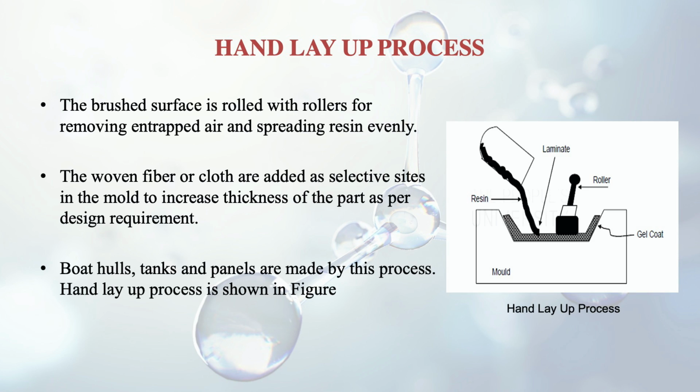You can see the figure given here showing the process of hand layup. You can see how the resin is being poured, and there is the mold of a certain shape, and the laminate, meaning the layers, are formed. Further, a roller removes the entrapped air and spreads the resin evenly.